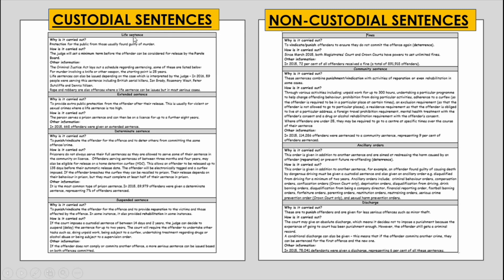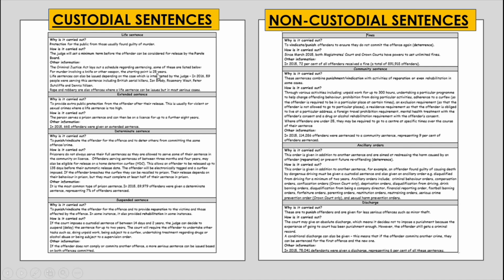So you have life sentence. A life sentence is carried out to ensure protection for the public from those usually found guilty of murder. A judge will set a minimum term before the offender can be considered for release by the parole board. So for example, for a murder involving a knife or other weapon, the starting point is 25 years, in that the judge will say that the minimum term before the offender can be considered for release is 25 years.